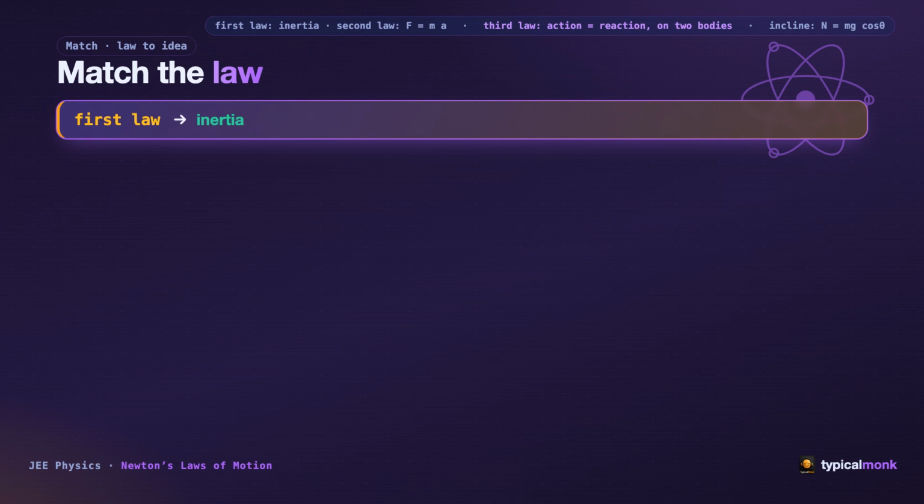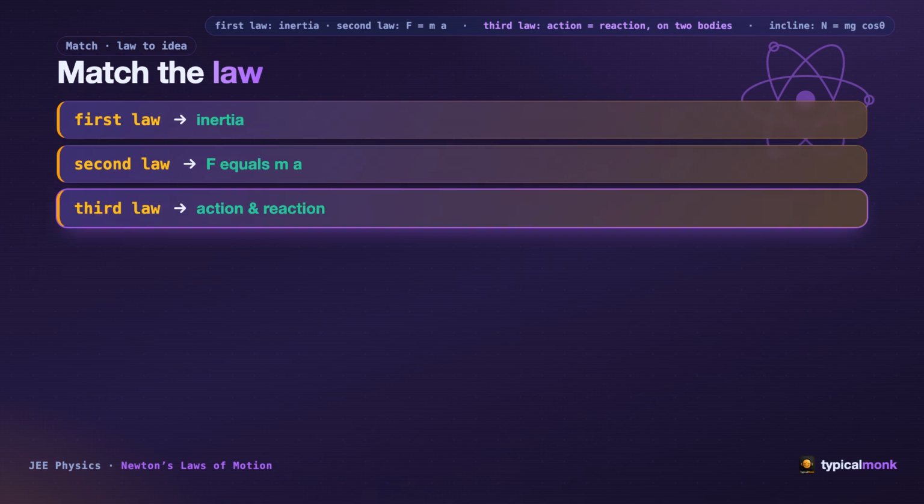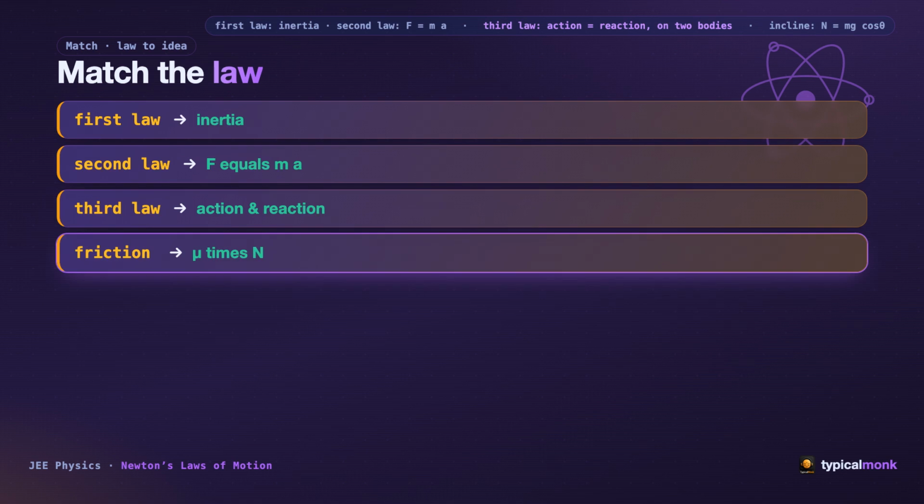Now, match each law to its idea. The first law goes to inertia. The second law goes to F equals ma. The third law goes to action and reaction. And friction goes to mu times N. Four pairs, each worth memorizing.